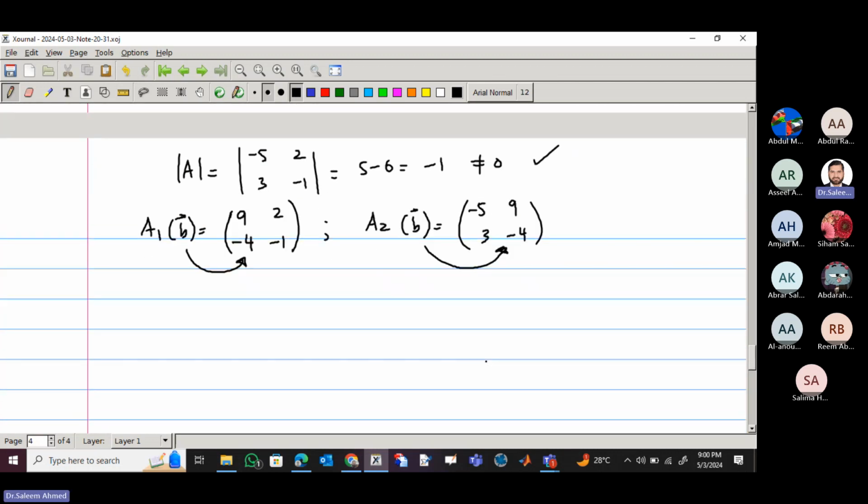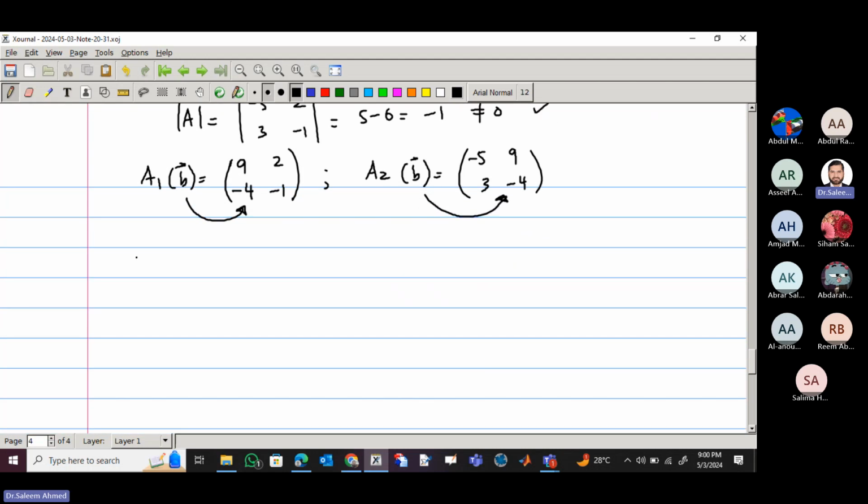There is no A3. Why? Because there is no third column in A. If you have a 3 by 3 matrix, then there will be A3 as well, because there will be a third column. So now I will find the determinants of these two. Determinant of this will be -9 plus 8, which is -1. And determinant of A2B is 5 4s are 20, minus 9 3s are 27. So that is -7.